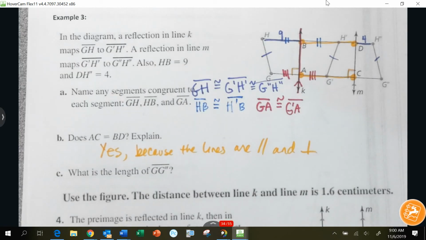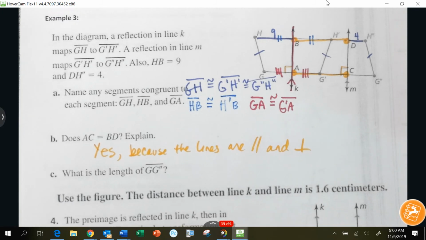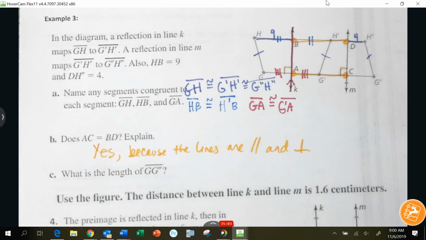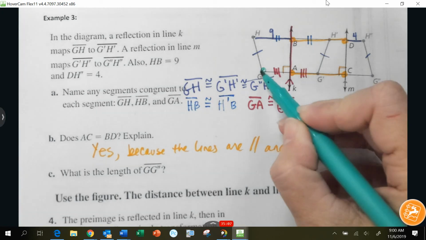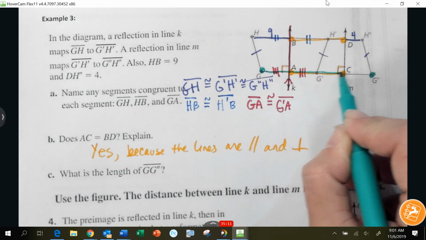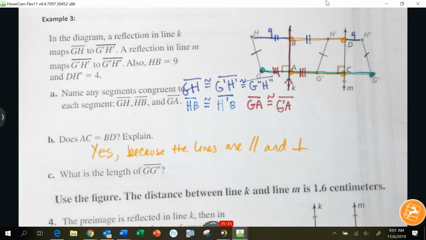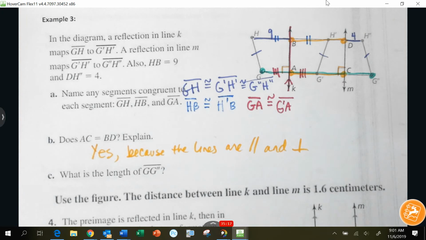What is the length of G all the way to G double prime? We need the length of G all the way to G double prime. I wonder if it has anything to do with the 9 and 4 that they told us earlier. So they want a length, they need numbers.